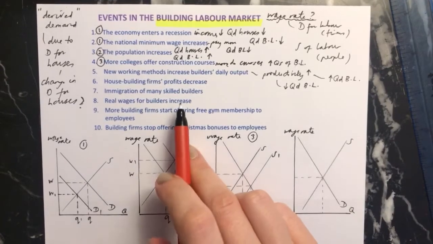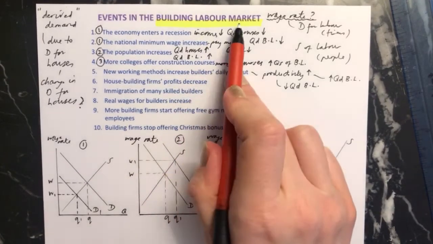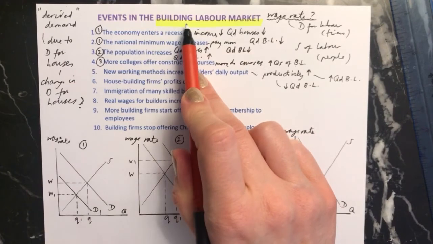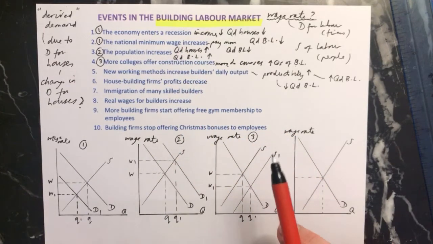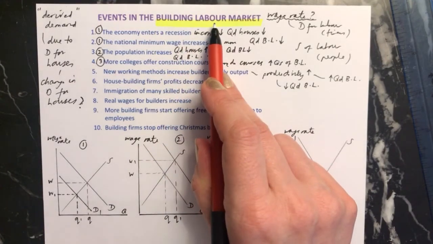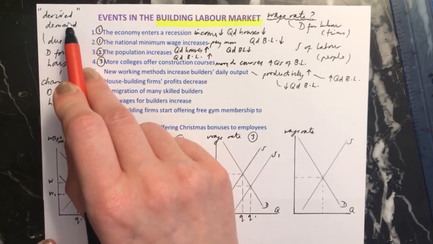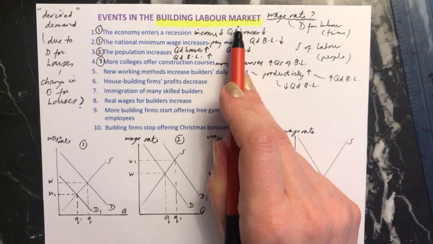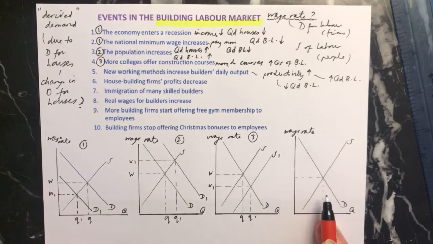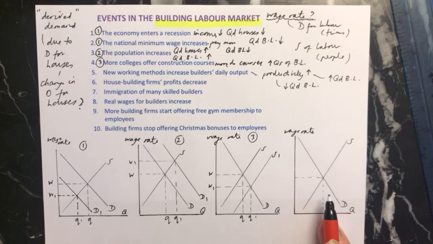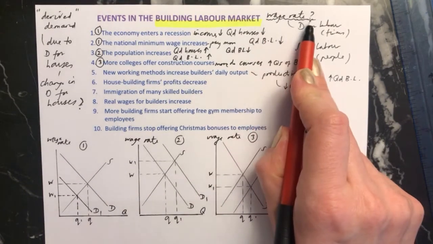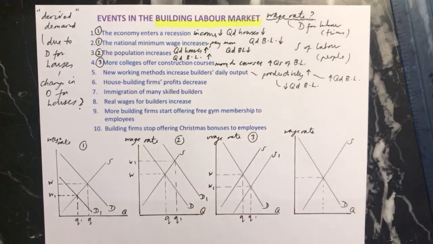We're going to carry on looking at the different scenarios in the labour market for building, and we've established that the demand for labour in the building market is derived from the demand for houses, because you need the builders to be able to build the houses which are being demanded. And we have the different scenario diagrams here of what happens to the wage rate, which is what we're looking at when you have certain changes in the market.